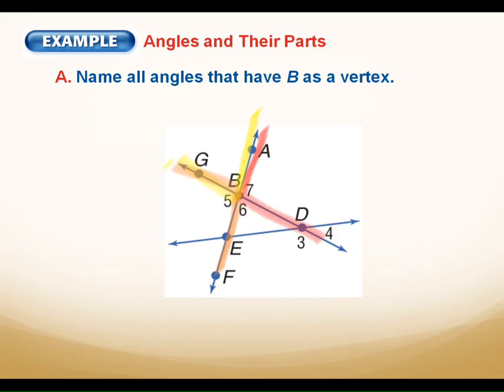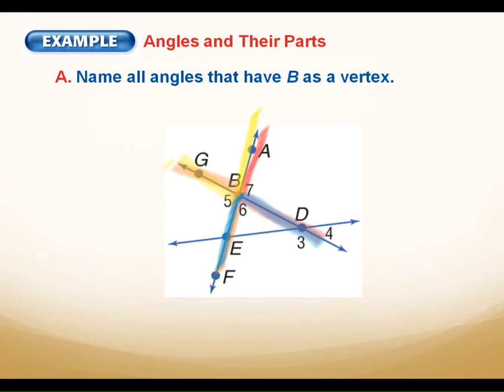So the last one is, you can either call it GBF, you can call it FBD, or you can call it EBD, or DBE. Doesn't matter which of these points you use because they're all on the same line. Okay, so all of those have point B as a vertex.